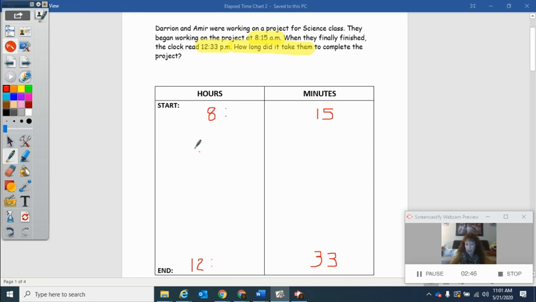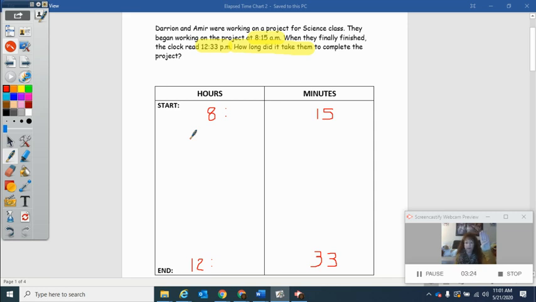So if I count by hours, I'm just going to start at 8:15, so I don't count 8:15 as 1 hour. So 1 hour would be 9:15, 10:15, 11:15, 12:15. If I do another hour, that would be 1:15 because we know when we're doing time, when it goes from 12:15, another hour is 1:15, not 13:15, because we're doing 12-hour time, not 24-hour time.